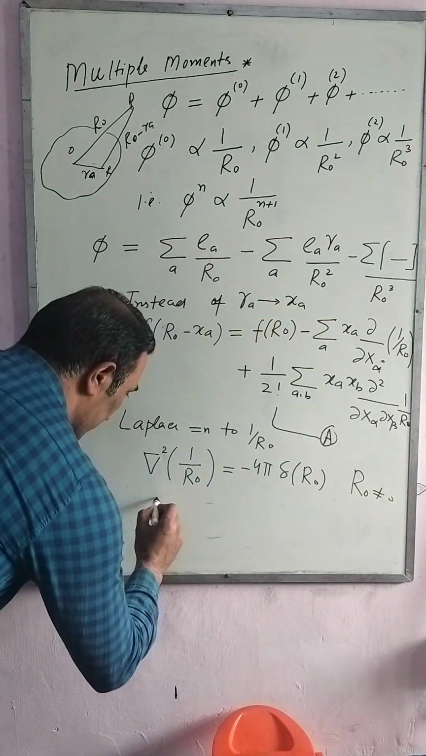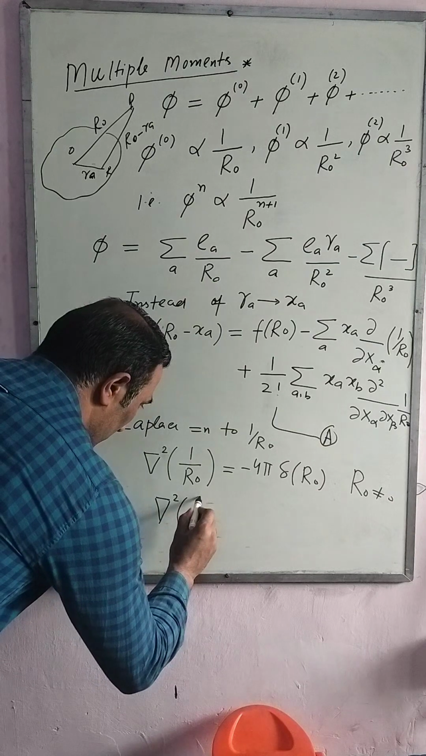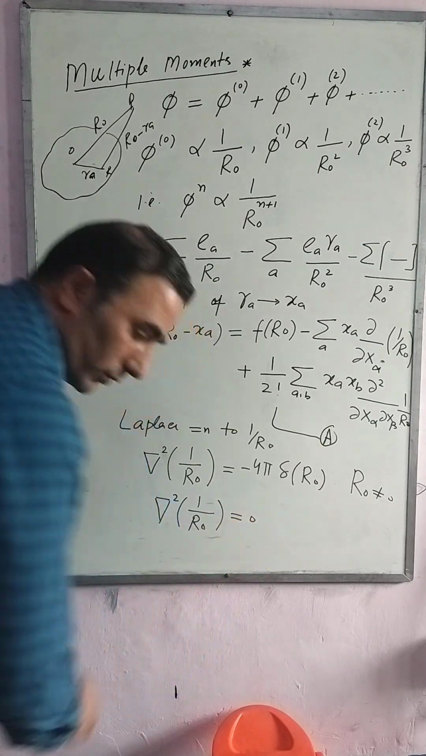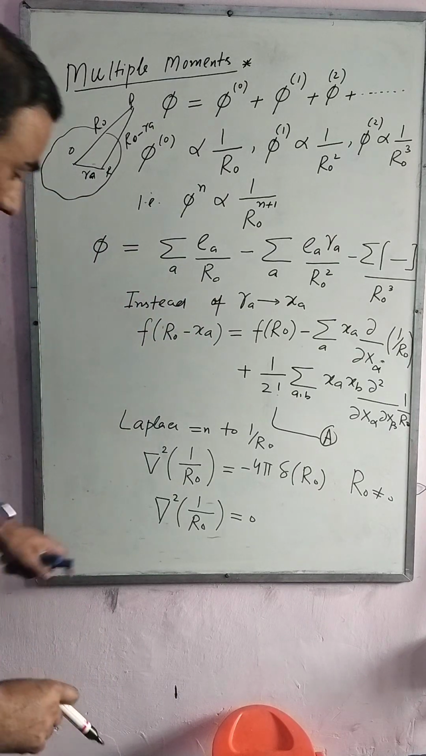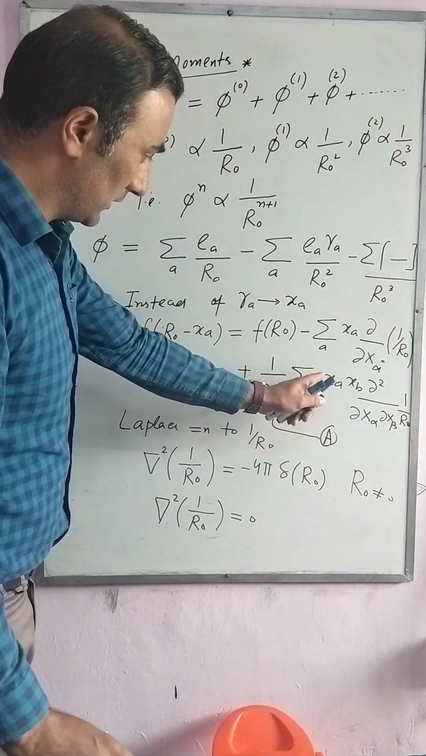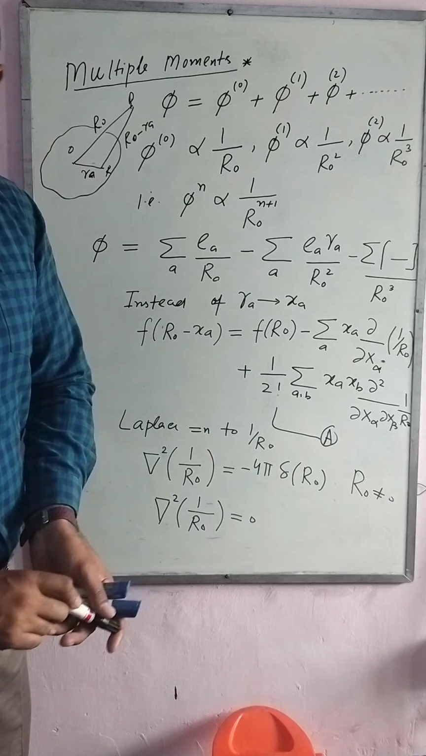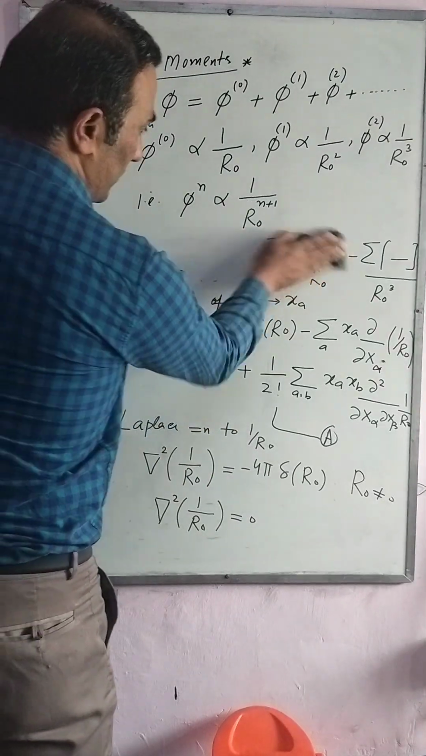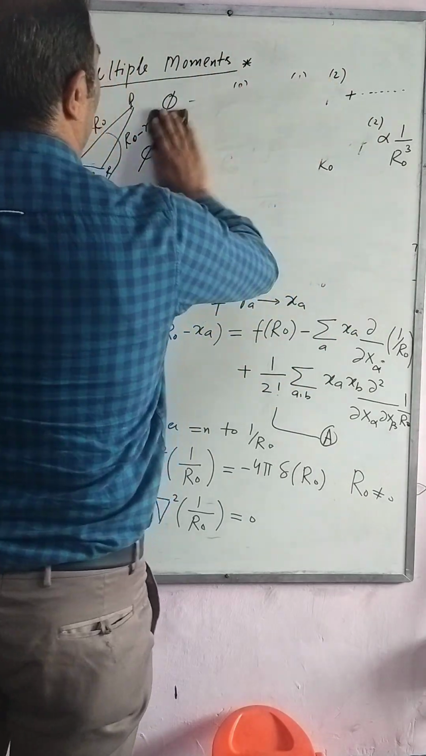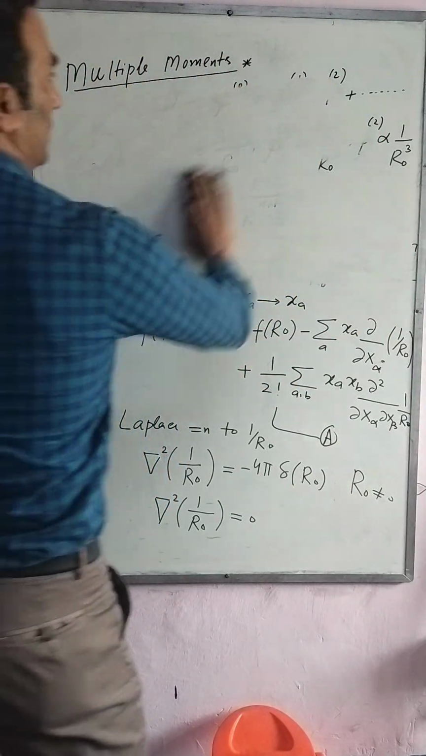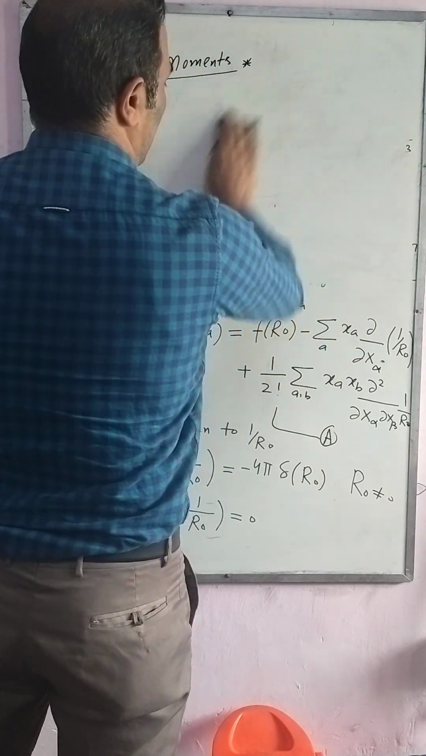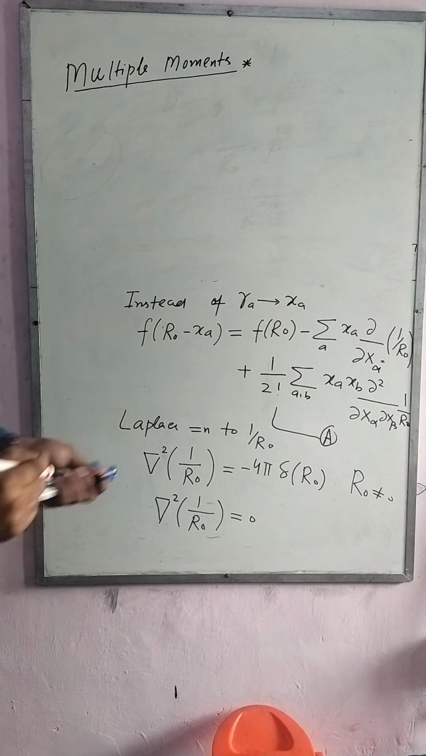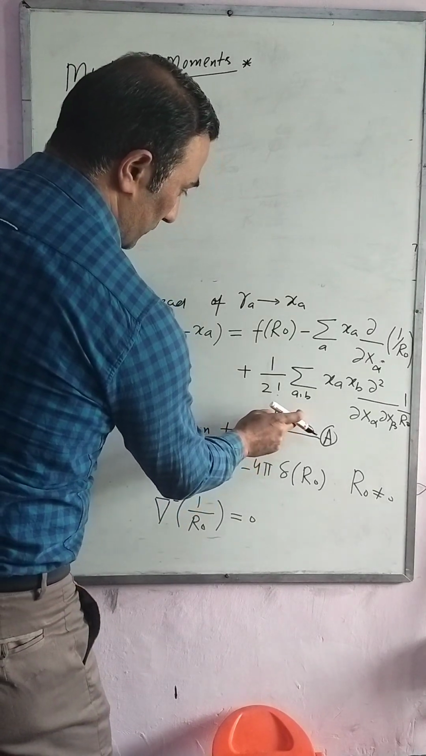So that means I can write nabla square 1 by r naught will be equal to, right? Or the rest of that you can write, this nabla square of this will be equal to, right? So let us rewrite this equation.